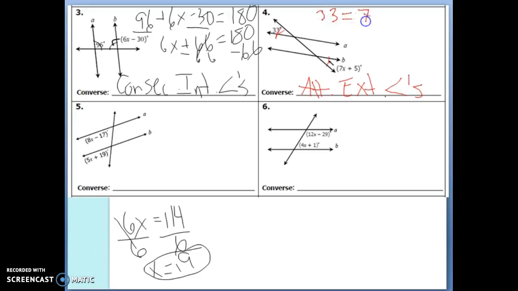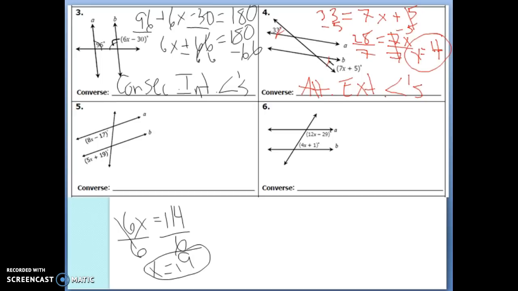33 equals 7x plus 5. To get x by itself, we subtract 5 from both sides. So 28 equals 7x, and then divide by 7. And 28 divided by 7 is 4. X equals 4.